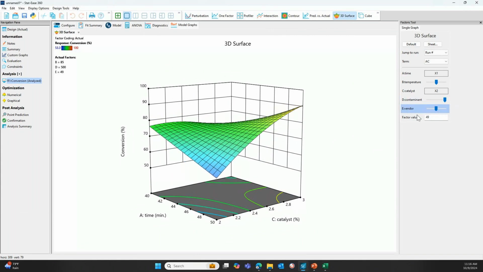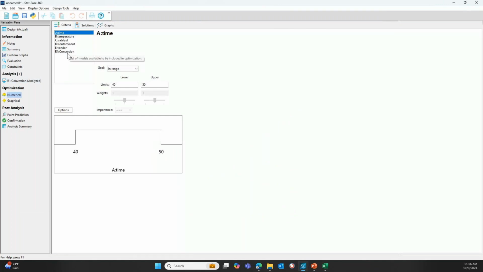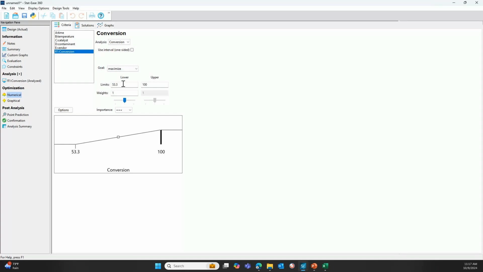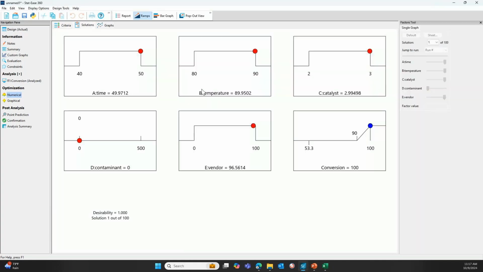Okay. So what would we want to do then once we've created a response surface design, created a predictive equation? Well, the next step would be to find the optimal conditions and to see what we can do. So we come down to numeric optimization. And at this point, what do we know we want to do? Well, we want to maximize conversion. So I'll click on conversion. I will hit maximize. And we know that we want to be at least 90%. So I'll put that as a minimum. And I hit my solutions.